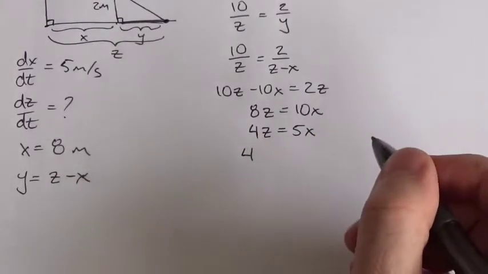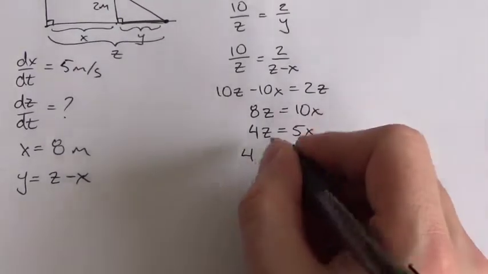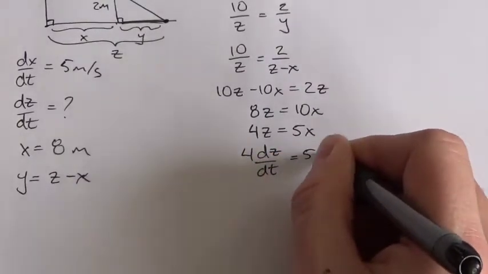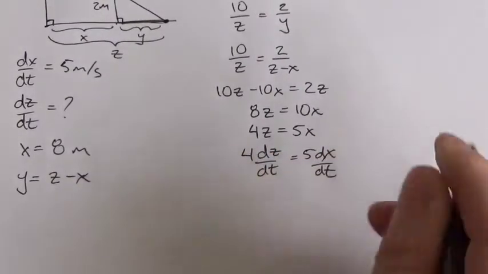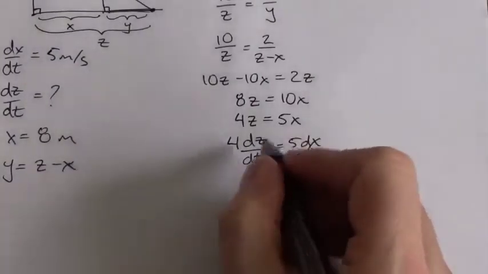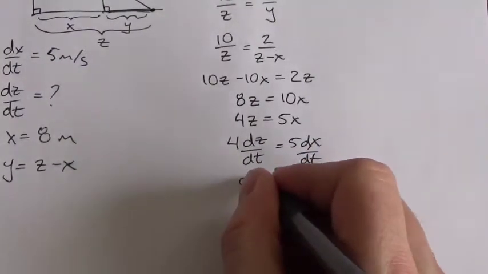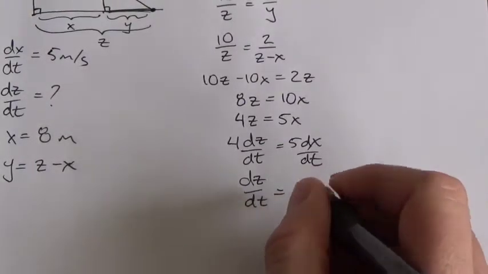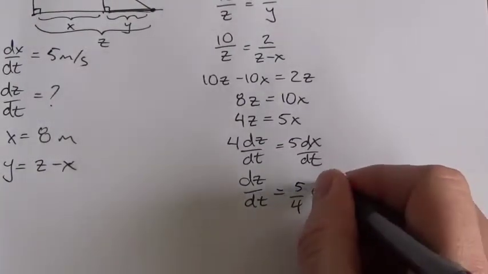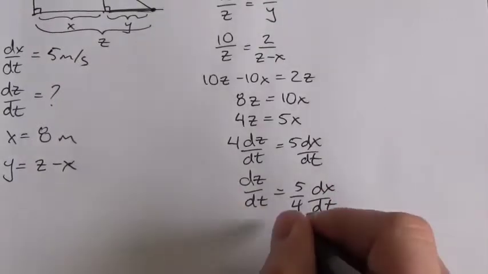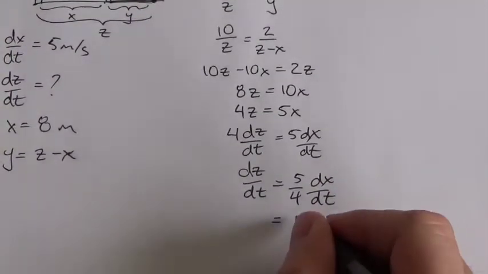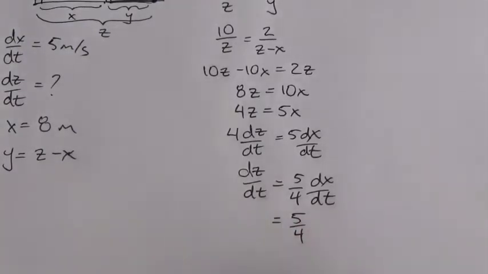And now I'll take the derivative. Each of these is going to be a function of time. So dz by dt will equal 5 dx by dt, all over 4. Remember that the unknown I'm looking for is dz by dt. So dz by dt will equal 5 over 4 dx by dt. I know that dx by dt is 5, so I can substitute that in.